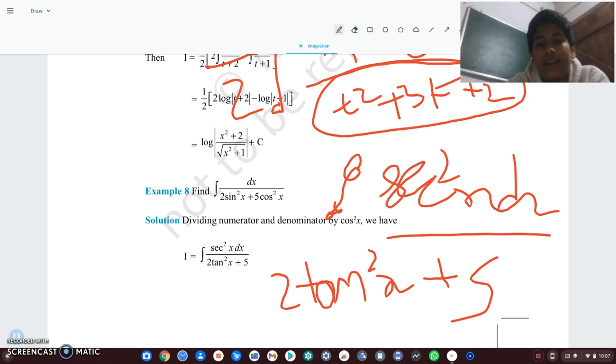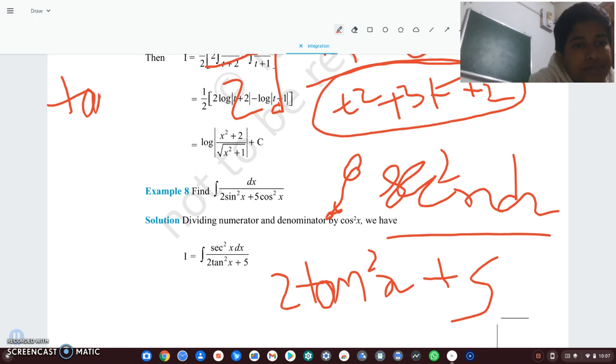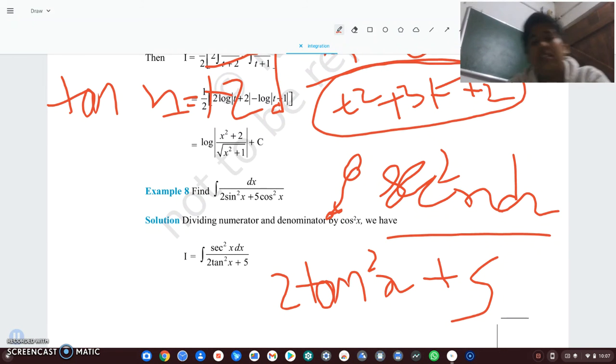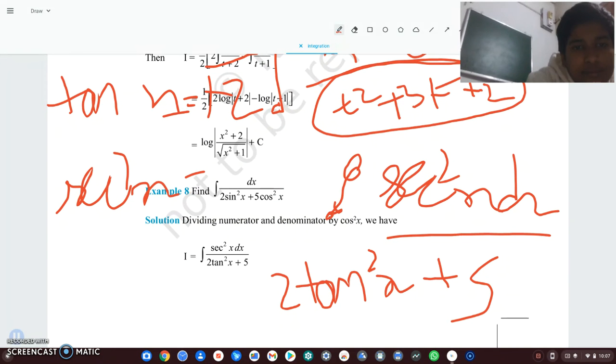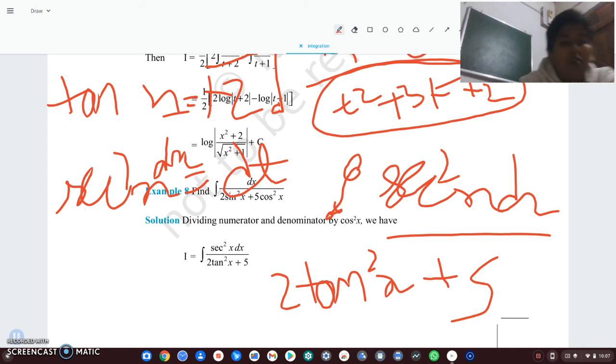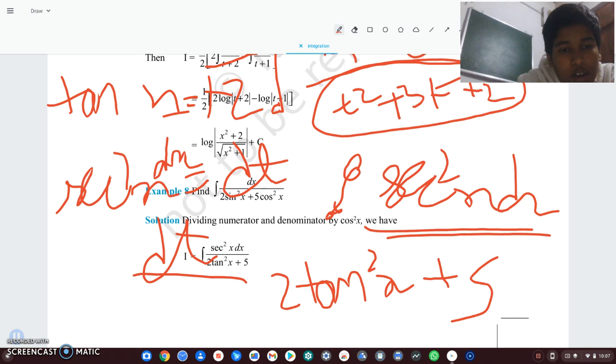Now let tan x equal to t. Then sec square x dx would be equal to dt, and here in the numerator it is sec square x dx only, so we can directly write dt, and the denominator 2 tan square x plus 5 can be written as 2t square plus 5.